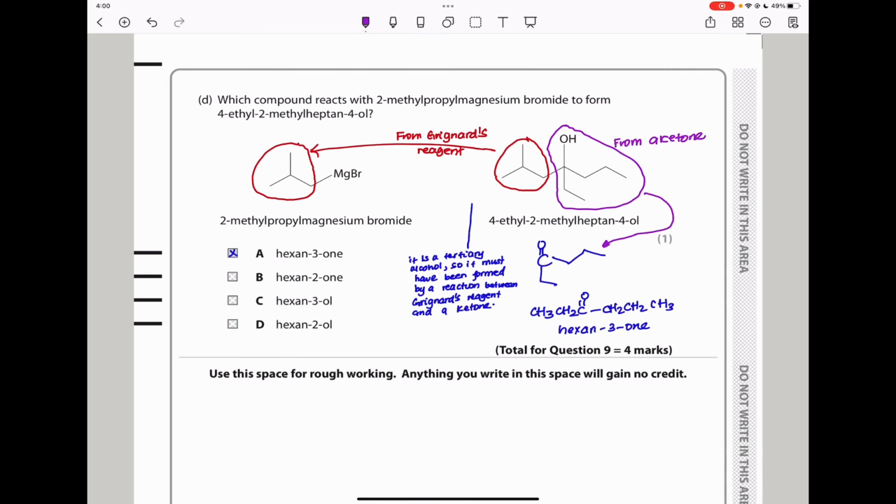Let's move on. So here, question 8D says, which compound reacts with 2-methylpropyl magnesium bromide to form 4-ethyl-2-methylheptan-4-ol?